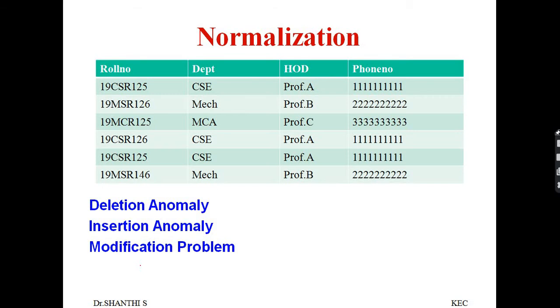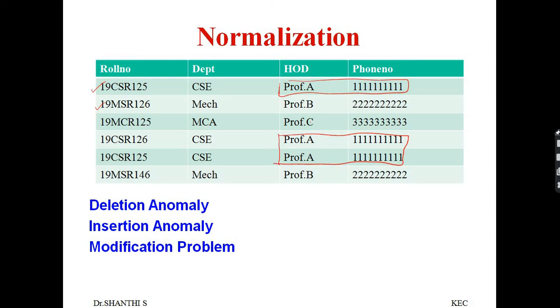So consider this relation with four attributes, namely roll number, department, head of the department and phone number. It consists of 6 records, 6 tuples with information about the department, head of the department and phone number. See here, some of the information is repeated multiple times. For example, the head of the department of CSE is Professor K and the contact number is all ones. This information is repeated 3 times in this relation.